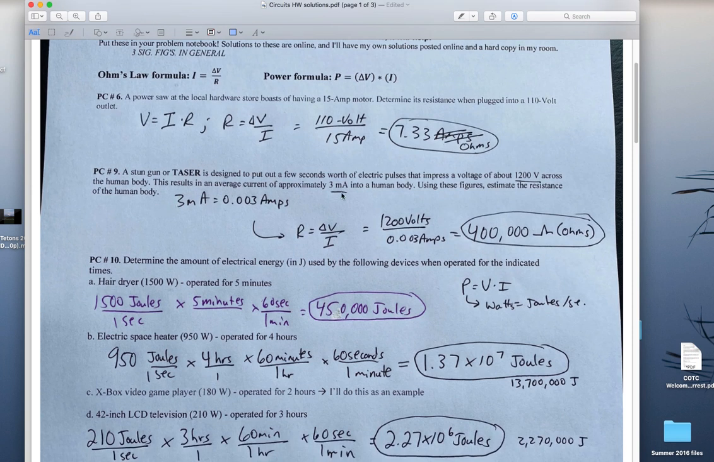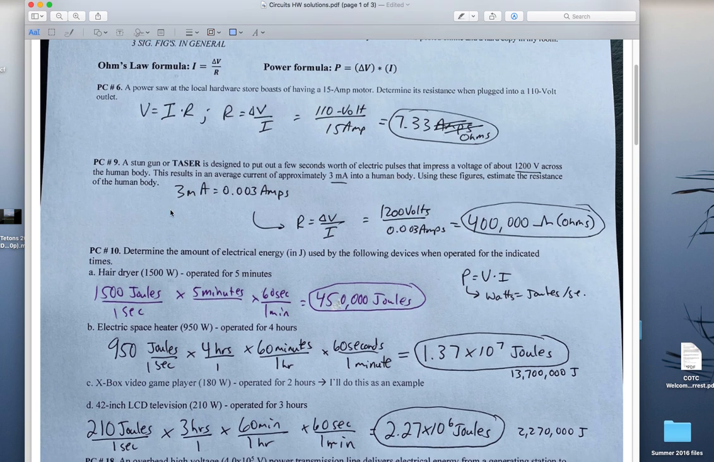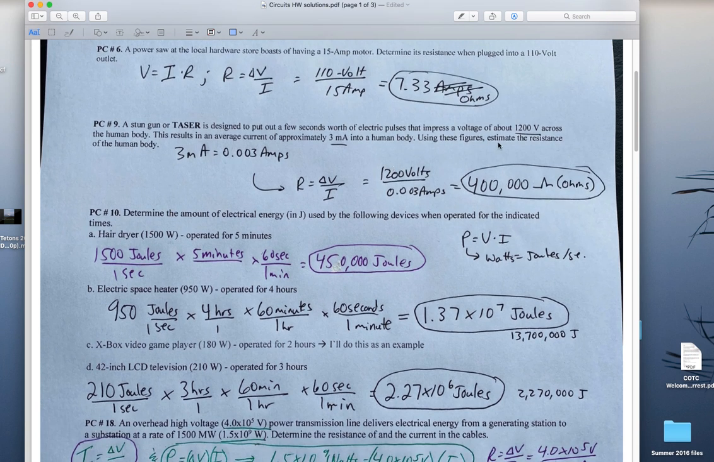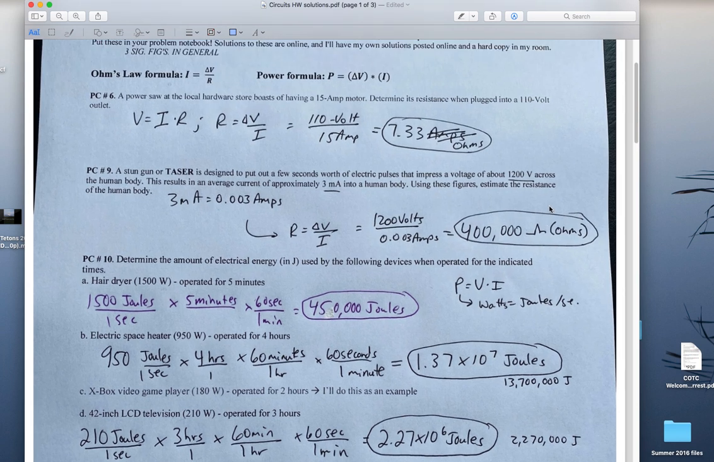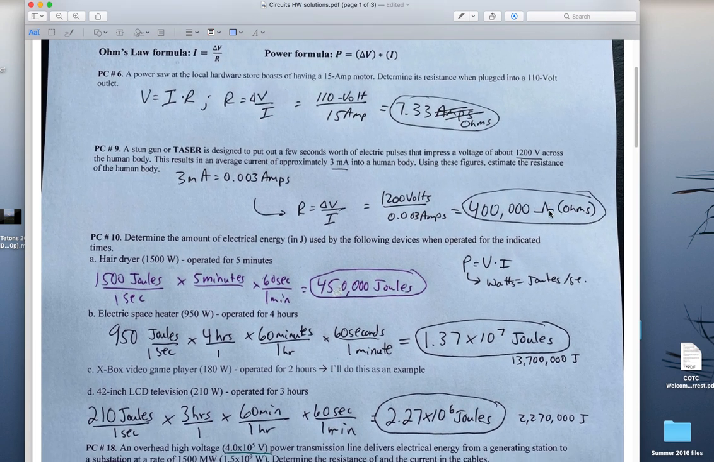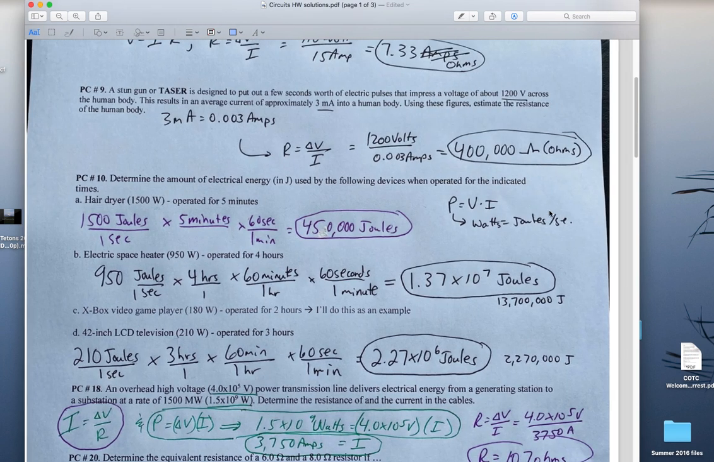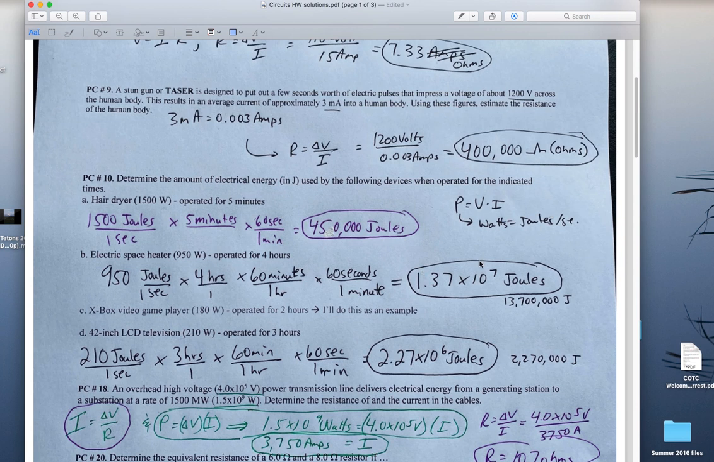Here, you need to recognize that 3 milliamps is 3/1000th of an amp. Again, hopefully you can do conversions at this point of the year. You've got 1200 volts as a taser, and if that is causing 3/1000th of an amp through the body, you can use Ohm's law to figure out the resistance of a human body, which is about 400,000 ohms. In reality, it ranges from somewhere between, say, 50,000 to close to 1,000,000 ohms, depending on things like your skin thickness, whether you have any breaks in the skin, whether you're sweating, stuff like that.